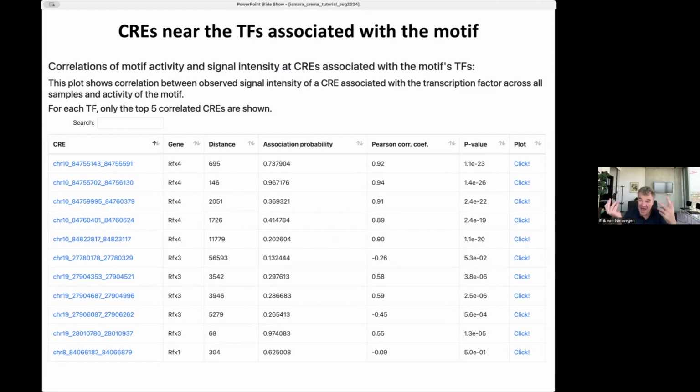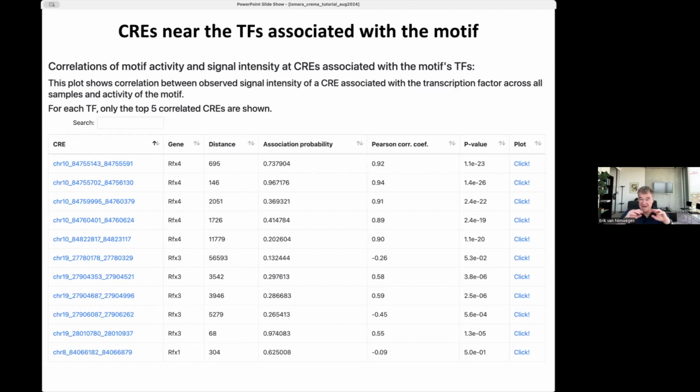But here we don't have expression data, right? We only have this accessibility across the genome. So how are we going to say whether it's RFX4 or 3 or 1 that is responsible for this regulation? So what we decided to do is we said, let's look at where the promoters are of the genes of RFX4, 3, and 1 on the genome.